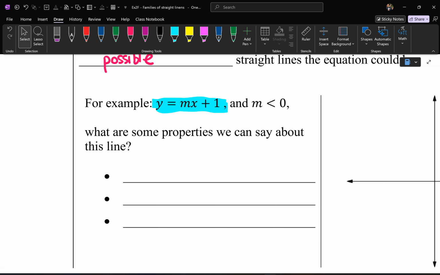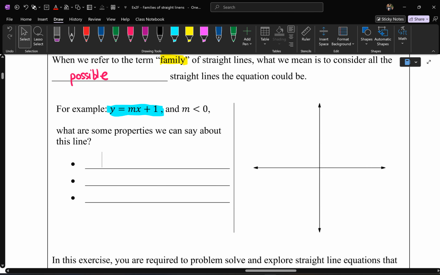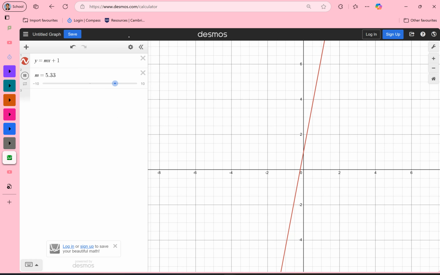Okay? So here, what are some properties we can say about this line? Well, one thing I know, just from looking at that line before, what do we know? So I'm just going back to this. What can you tell me? I've got 3 points there. So if I gave to you y equals mx plus 1, what are some things that you definitely know? Give me 3 things that you definitely know about this equation.